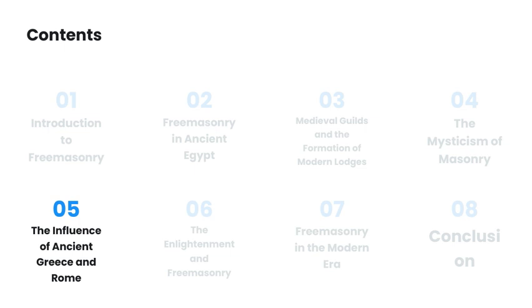philosophies and civic structures. Next, we'll examine the medieval guilds, which played a crucial role in the formation of modern lodges, establishing the organizational and moral foundations of Freemasonry. We'll also discuss the Enlightenment period, a time of great intellectual transformation that significantly shaped Masonic thought and ideals. Then, we'll delve into the mysticism of Masonry, exploring its symbolic language and spiritual dimensions that continue to intrigue many. Finally, we'll look at Freemasonry in the modern era, considering how it has evolved and adapted to contemporary society.